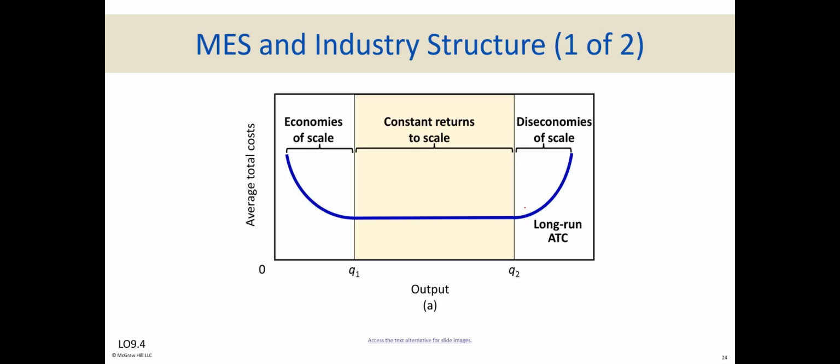And here you can see this is the long-run average total cost curve. We have the economies of scale and the average total cost curve is decreasing as you produce more output. We have constant returns to scale. You can increase output from Q1 to Q2, but cost remains the same. And after Q2, we see diseconomies of scale.